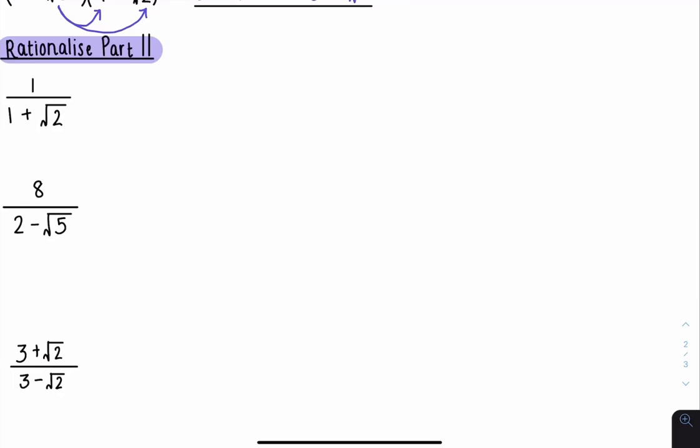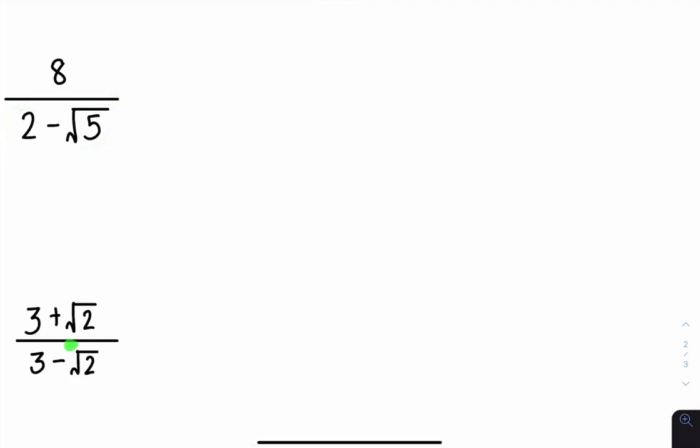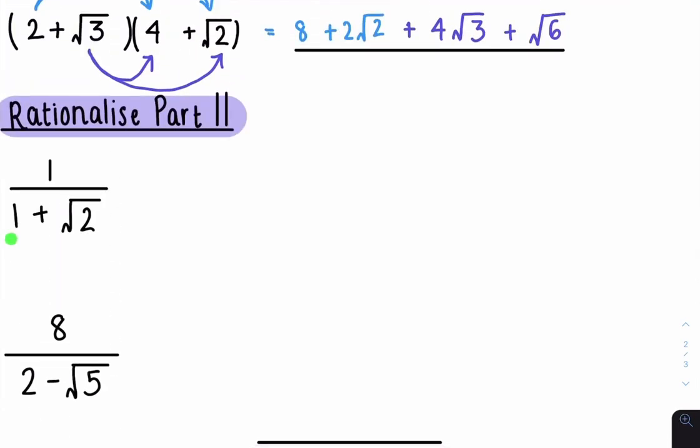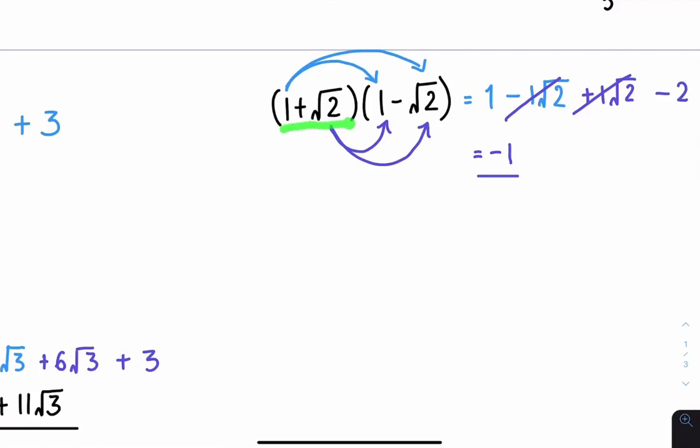rationalizing part 2. How do I rationalize a denominator when the denominator is a summation where one of the terms is also a surd? Well, if we look at the denominator, what can we multiply it by to make it rational? Well, before, when we multiplied 1 plus root 2 by 1 minus root 2, the surds ended up cancelling and we were left with a rational number.